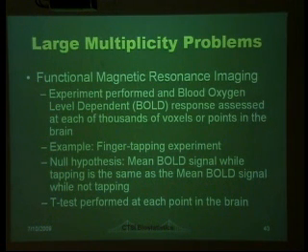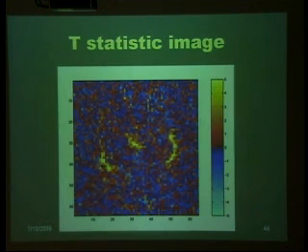So the null hypothesis here is that the mean BOLD signal while you're tapping is the same as the mean BOLD signal when you're not tapping. One way to assess that, again, is a t-test. You can do a t-test at each point in the brain, and you can put those together in terms of an image. Now, I've included not just the brain, but also the surrounding image outside the brain. You could certainly screen that out, but you can kind of see the outline of the brain here as well. And you'll see it a little bit better when I show the next slide.